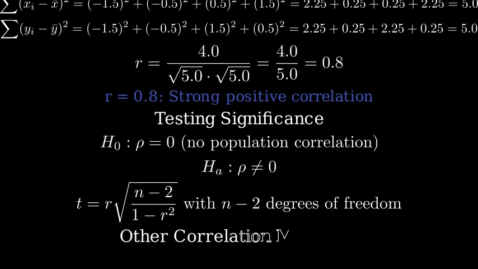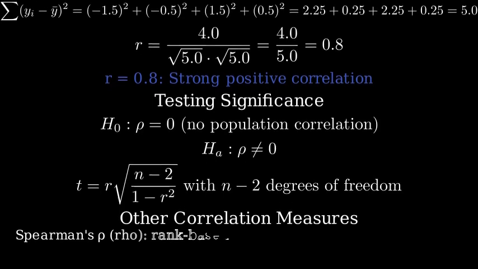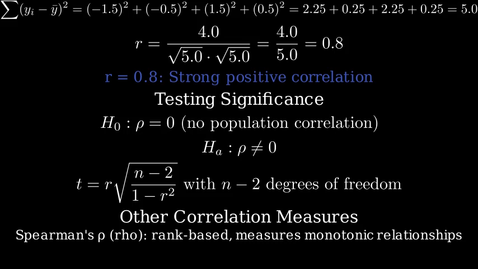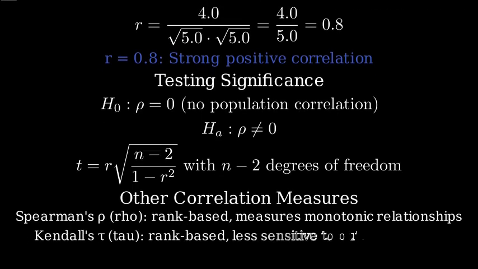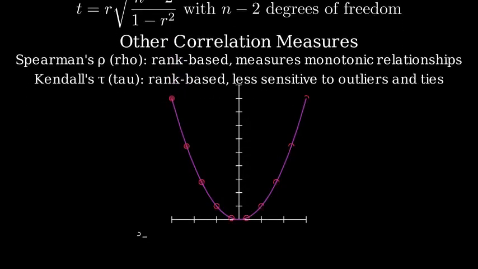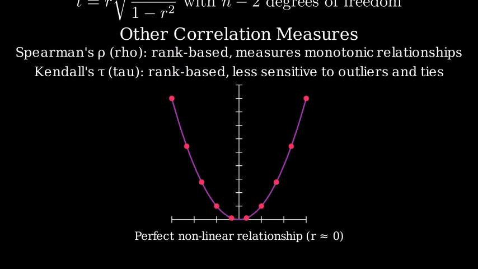It's important to know that the Pearson correlation coefficient isn't the only measure of association between variables. Another common measure is Spearman's rho, which is rank-based and measures monotonic relationships rather than strictly linear ones. There's also Kendall's tau, which is another rank-based measure that's less sensitive to outliers and ties in the data. Remember that correlation measures linear relationships. Two variables might have a perfect, nonlinear relationship, but their Pearson correlation could be 0.